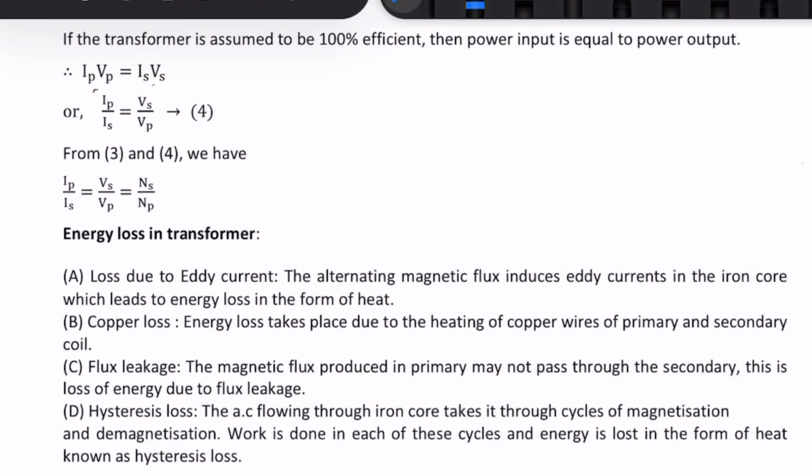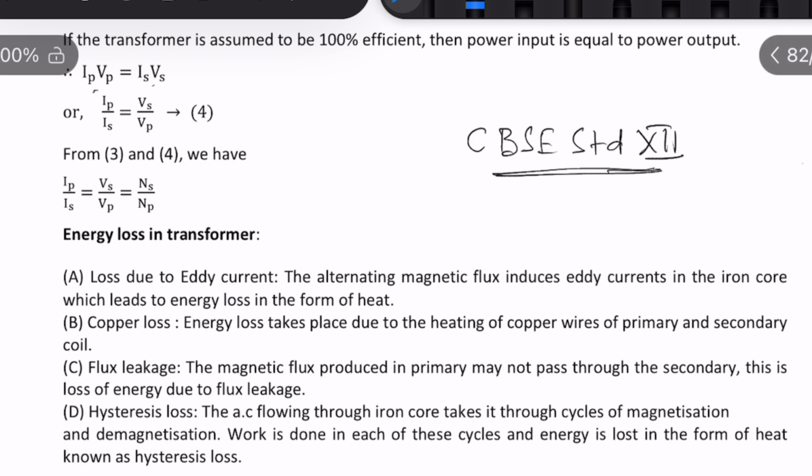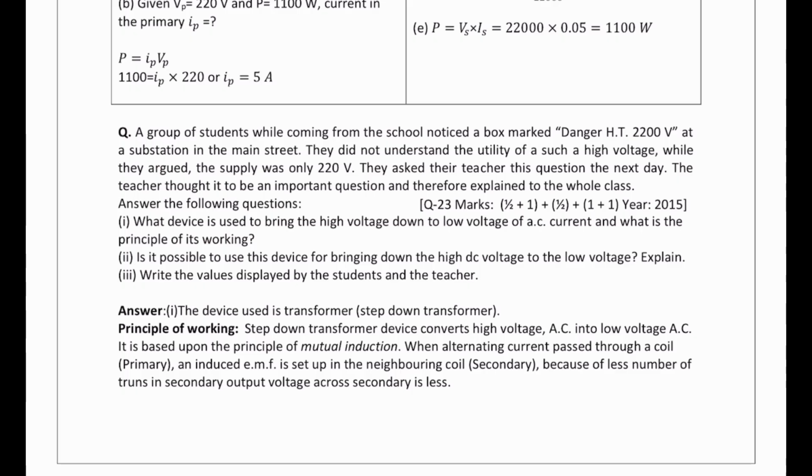CBSE Standard 12 previous year's questions and answers for physics. This particular chapter from which we are discussing questions and answers is Electromagnetic Induction and Alternating Current. Okay, let's resume our discussion.